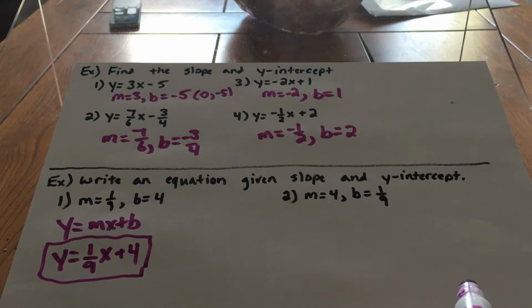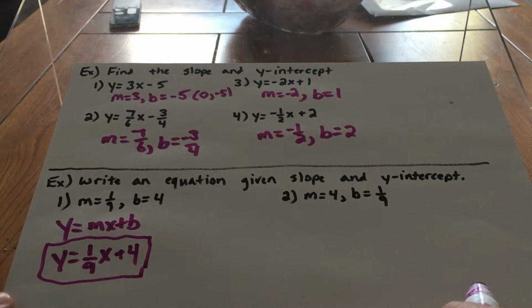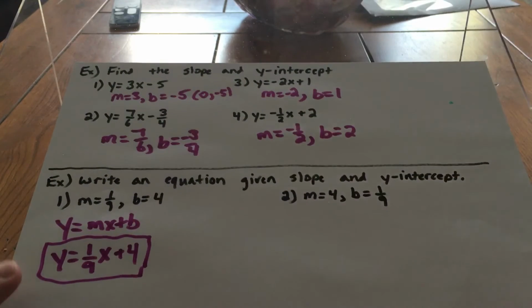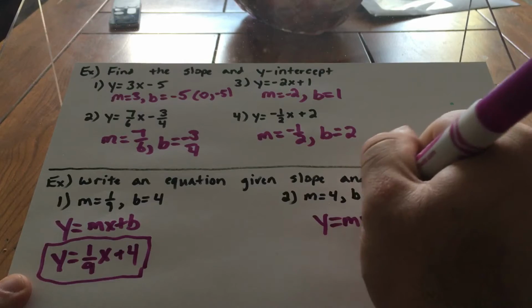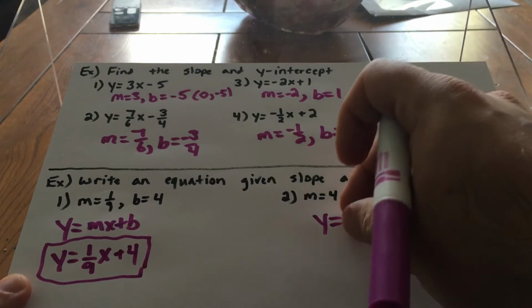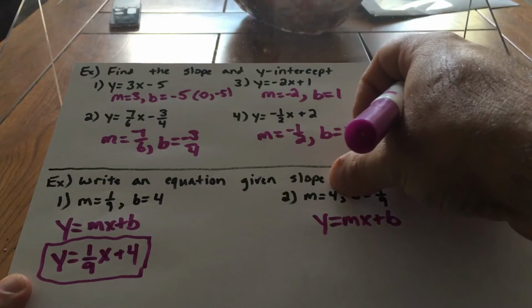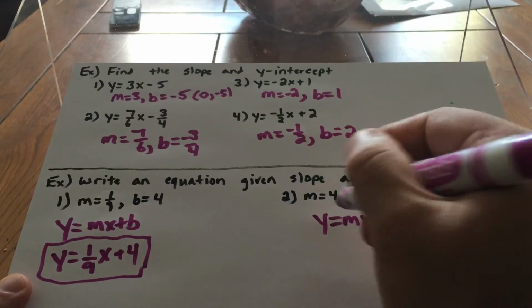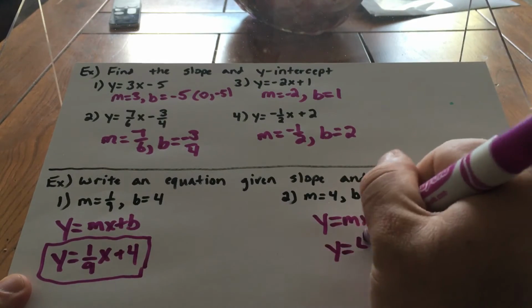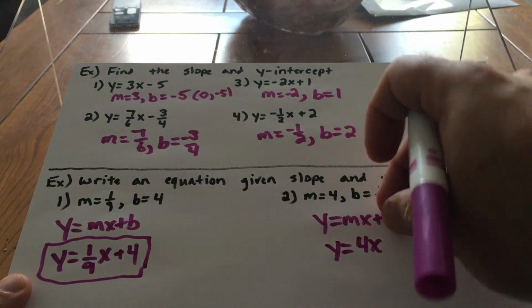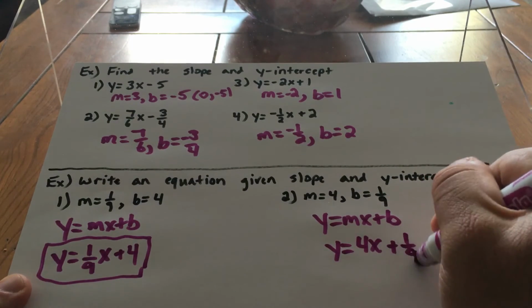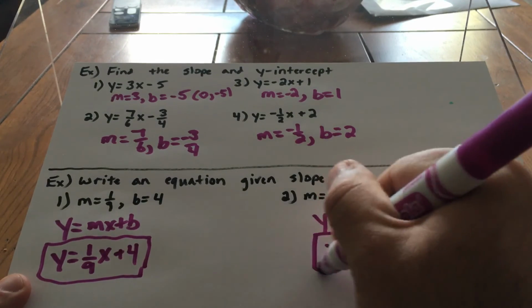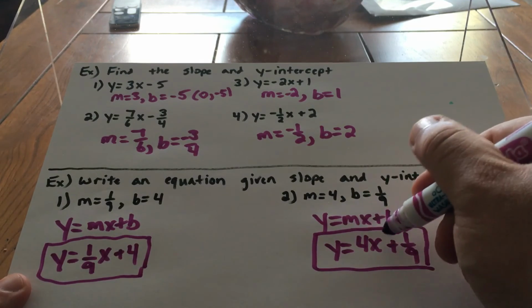Pause the video, and I'll be back in a second to explain. All right, so back. Remember, we want the y equals mx plus b equation. We're going to lift out the m and put the number they give us for m in. So in this case, y is equal to 4x. We're going to lift out the b, and we're going to put the number they give us for b in. So that's 1/9. So your equation here is y is equal to 4x plus 1/9.